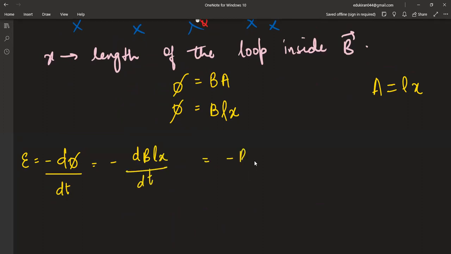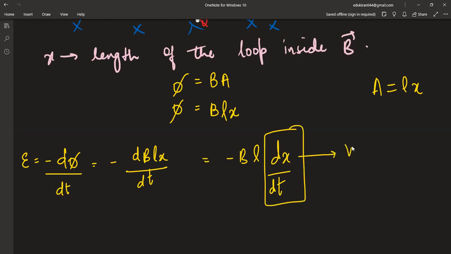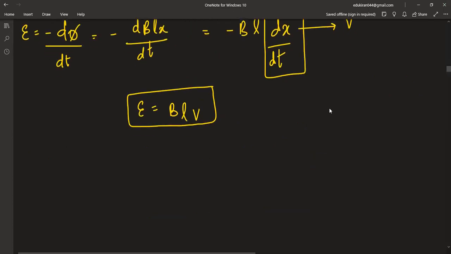This is equal to minus BL. You can take common. You are left with dx over dt. Now, what is dx over dt? Rate of change of displacement, which is velocity. So, EMF is equal to BLV. This is the formula for EMF. What is the velocity here? Velocity is equal to minus dx over dt.